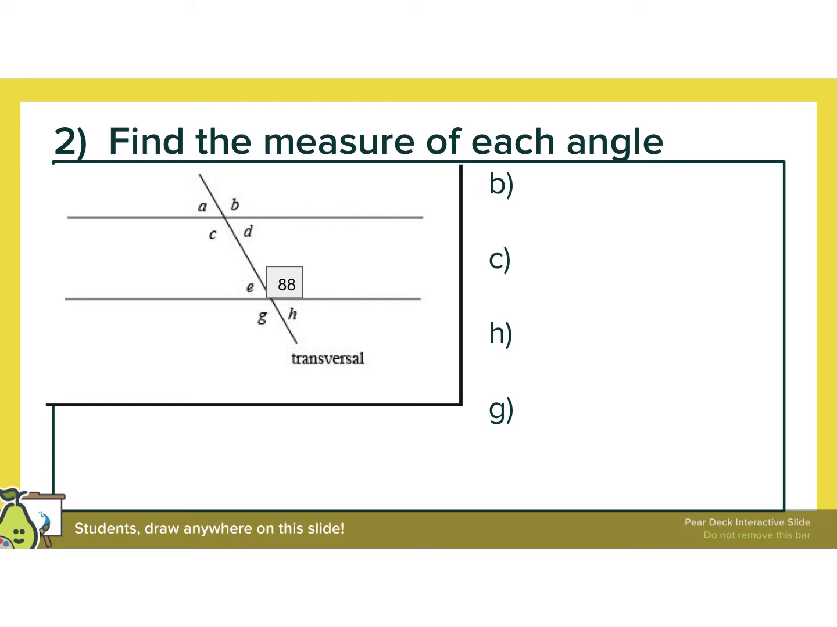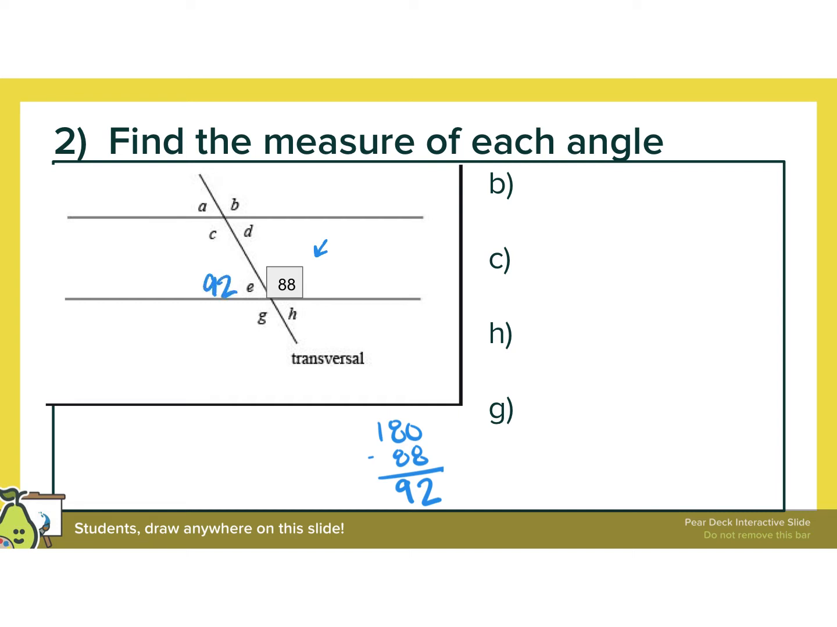All right, we're going to look at example 2 and 3, actually. So same thing, find the measure of each angle. There are only going to be two different angle measures here. We've been given 88, so we're going to do 180 minus 88, which would be 92 degrees. So the other angle is 92.